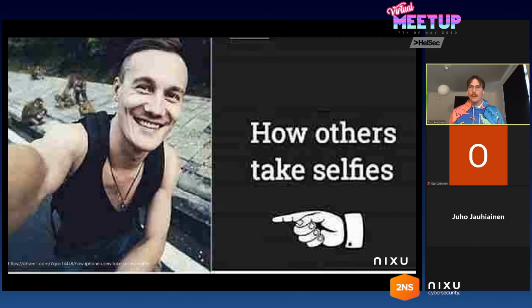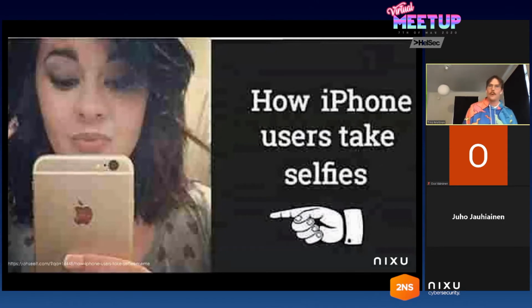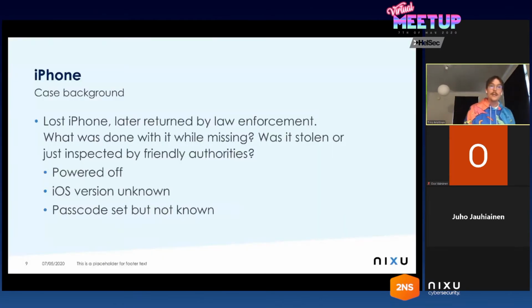This is how others take selfies, and this is how iPhone users take selfies. So you can always recognize if the photo is taken with iPhone, even if you don't have the metadata. And if this photo had better resolution, you could probably see the version of the phone from the back as well. Yeah, but that was the funny part. Let's get serious.